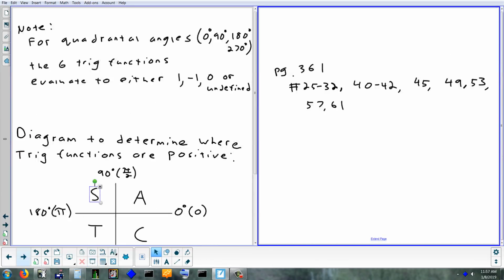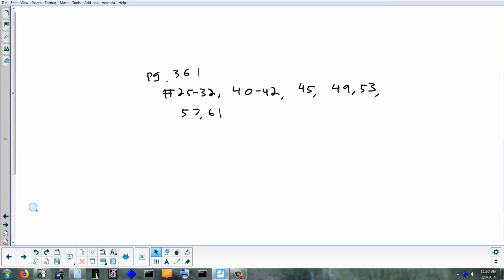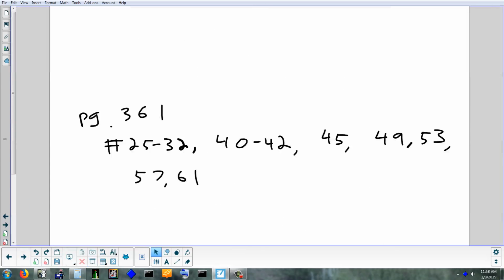All right, so the homework tonight, same area as last night, still page 360, 361. Might go on to 362, I'm not sure. But it's 25 to 32, 40 to 42, 45, 49, 53, 57, 61. So we'll take a look at that tomorrow. This finishes chapter 6, which was our first chapter on trig.